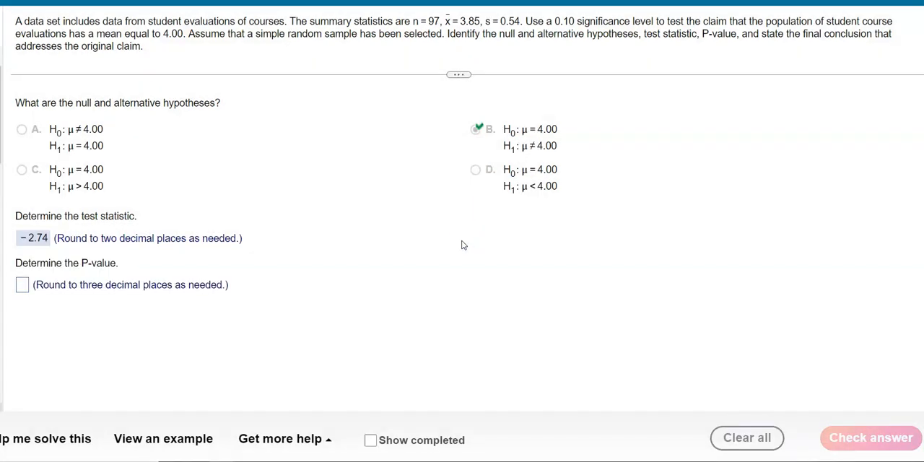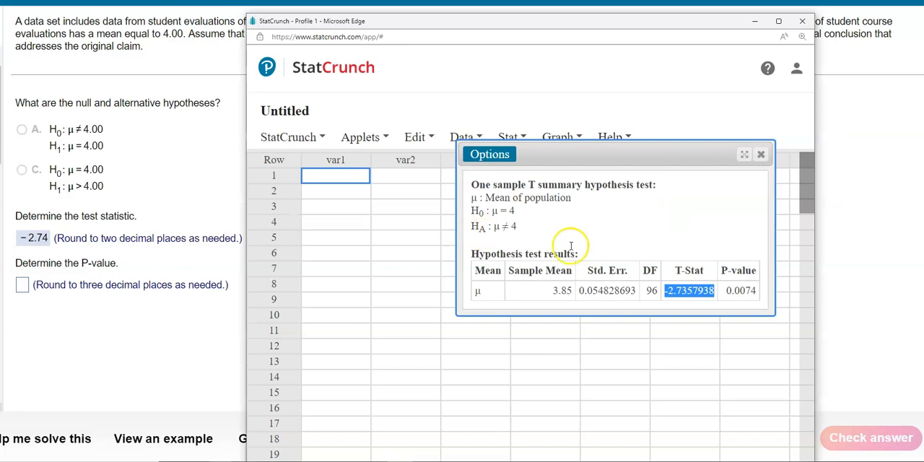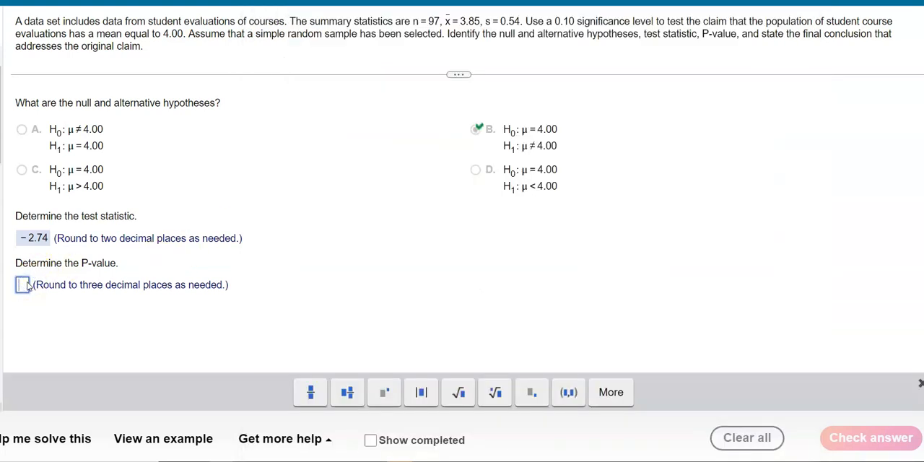Next, we needed to get our p-value. That was also provided to us from StatCrunch. You see the p-value right here. So that's this number. So we're going to copy this, and again, bring it over here and paste it. This is asking us to round to 3 decimal places. So after the decimal point, 1, 2, 3 is a 7. We look after the 7 and we see a 4. 4 means we round down, which means we're going to leave that 7 as just a 7.